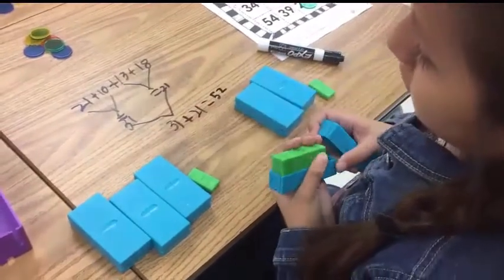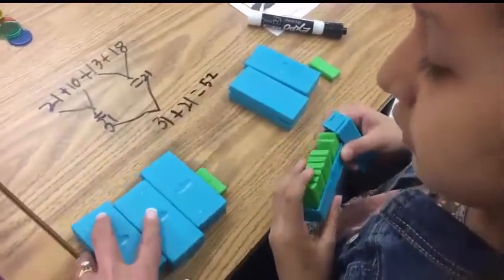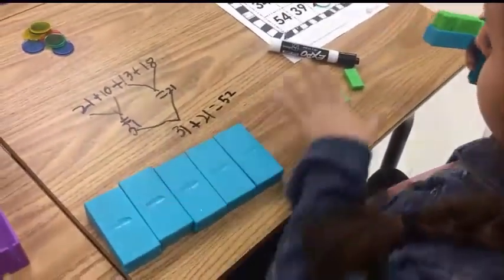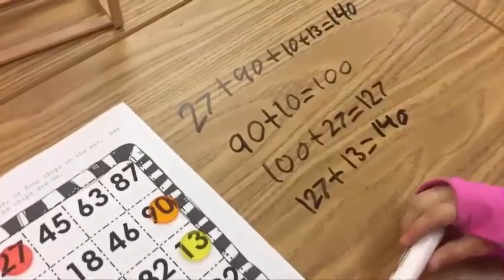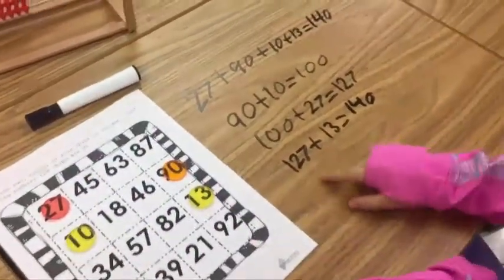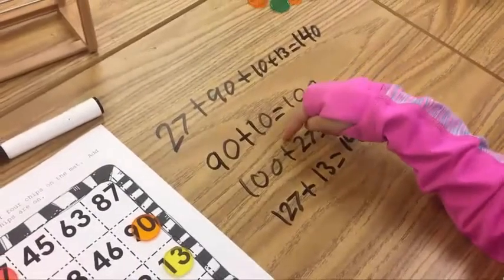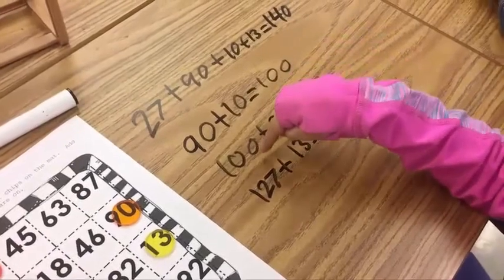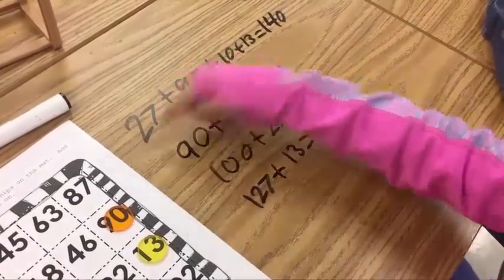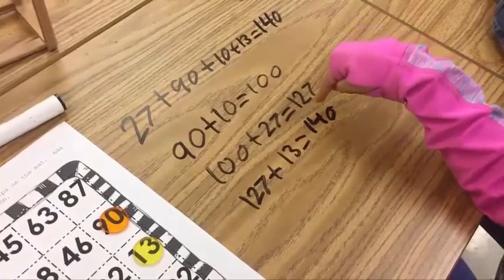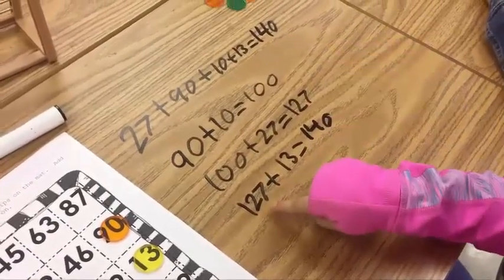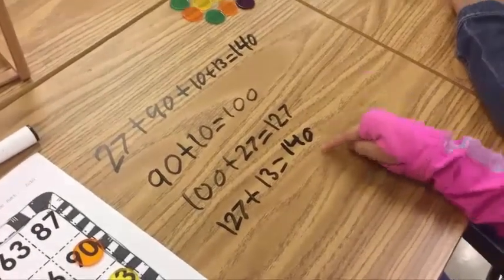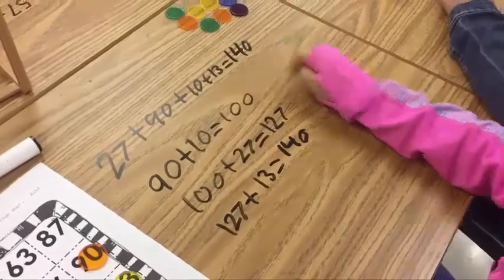So what's your final sum? If we put all our tens together. Could be 50, 52. So how did you know the sum was 140? Because I added 90 plus 10, which took both of those numbers, but it made 100. So then I added 100 plus 27, because here was 27, here was 100. And it equals 127. So then I added 127 plus 13, and that equaled 140. And that's how I got 140.